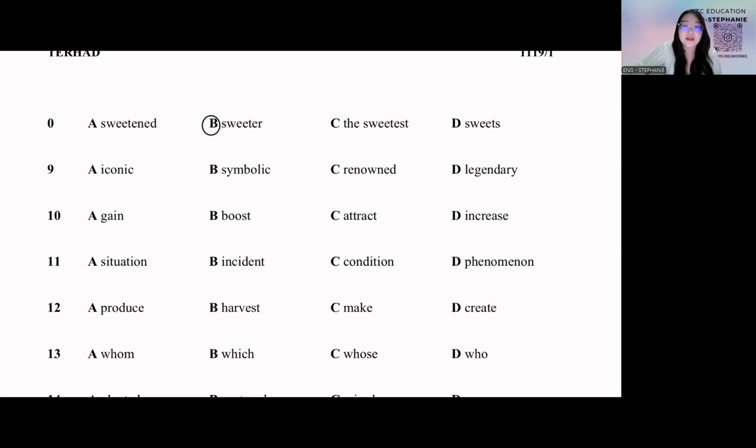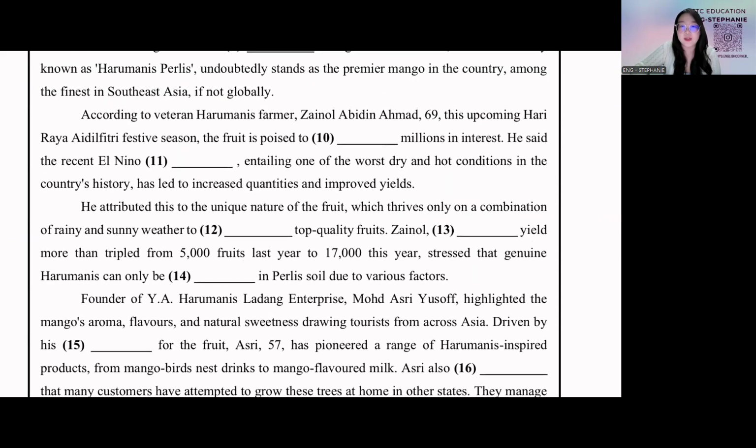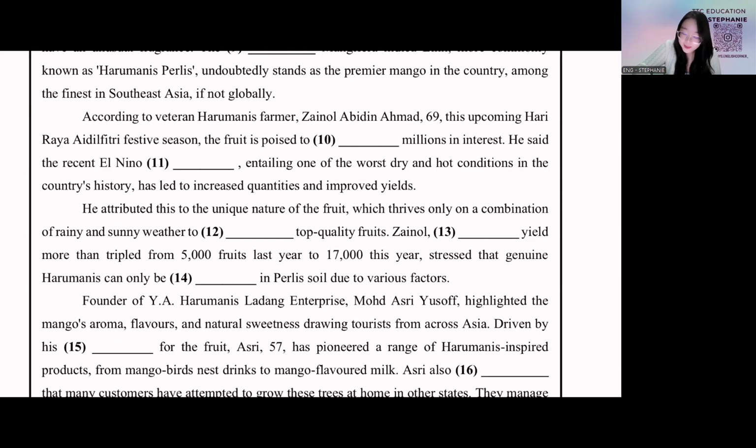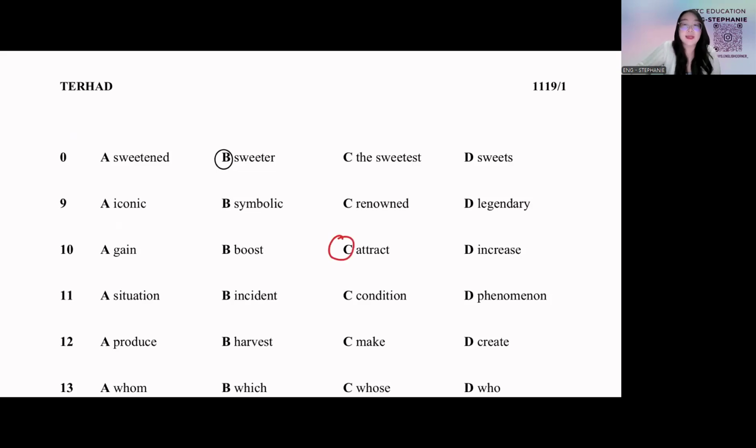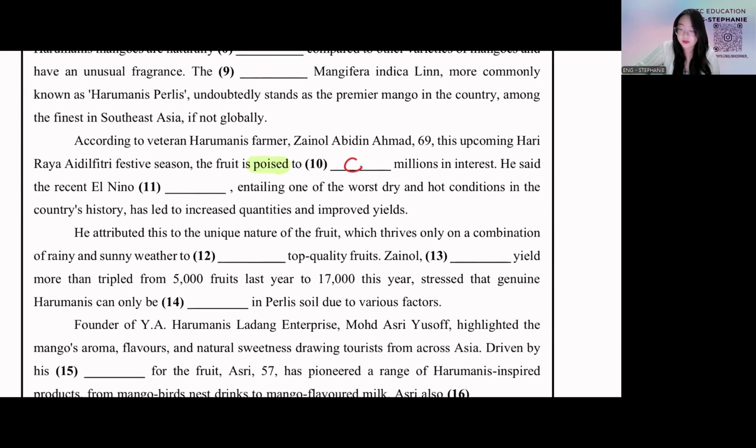Okay, so let's look at question number 10. According to veteran Harun Manis farmer Zainal Abidin Ahmad, this coming Hari Raya Aidilfitri festive season, fruit is poised to what millions in interest. If you do not know the meaning of poised, it's very hard for you to know which one is the best. The answer should be question number 10, C. So what is our C here? Attract. So it's not gain, not boost, not increase, but attract interest.